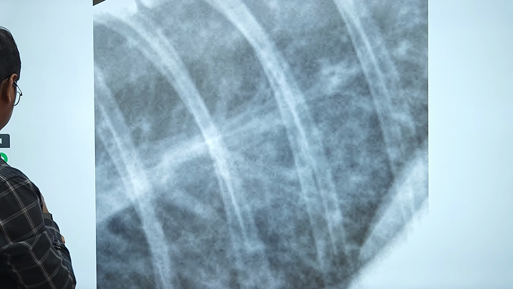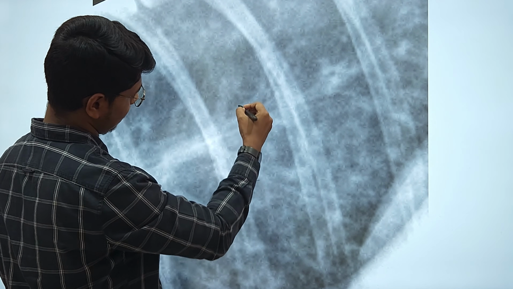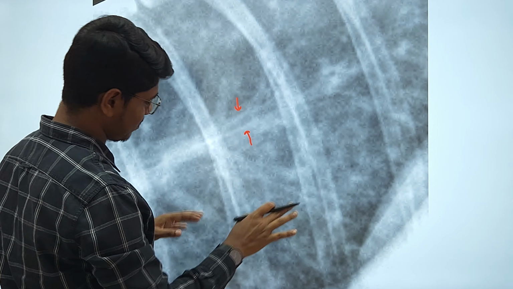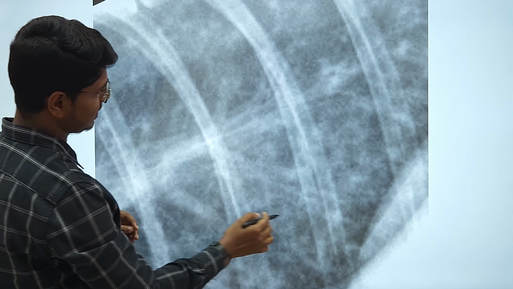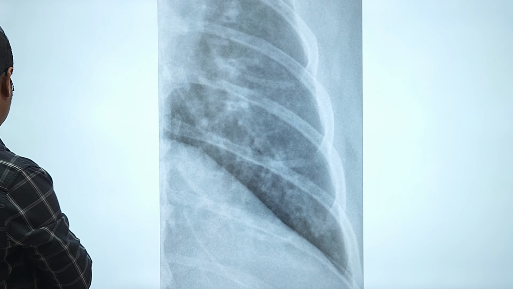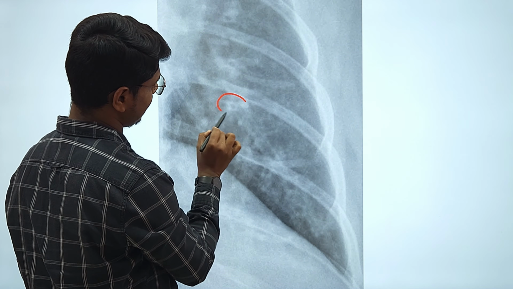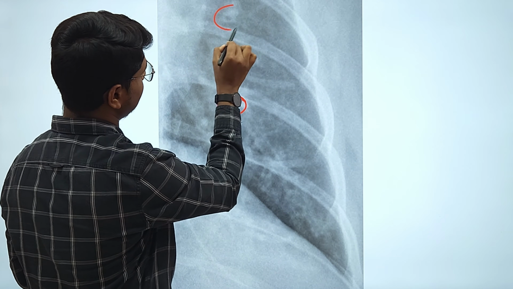Here are some radiographs. This one is slightly not clear, but you can see the tram line here. You can see this tram line, two lines. I have some other radiographs also. This one is slightly not clear, not of that great quality. You can see one tram line. Here is another radiograph. Can you see the ring shadows? Here is one ring shadow, here is another ring shadow, here is another ring shadow.